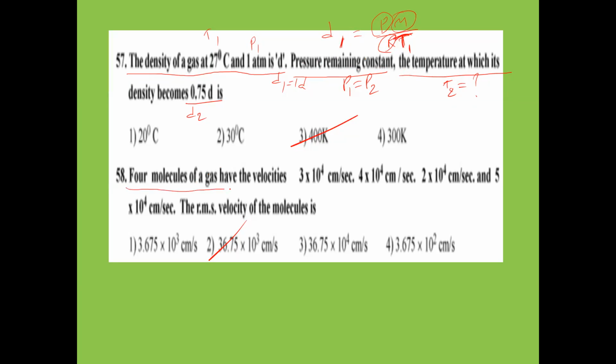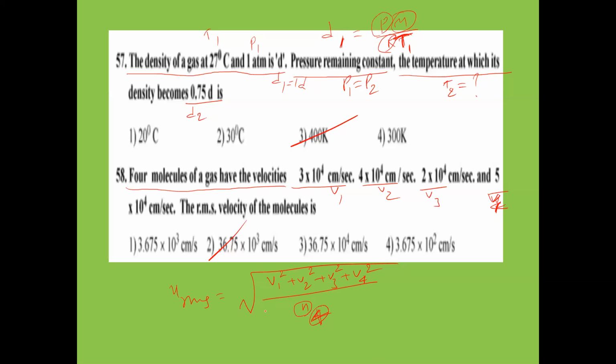Next, 4 molecules of a gas have velocities V1, V2, V3 and V4. Four velocities are given here. The RMS velocity of the molecules: how to find it from the definition? RMS velocity is the square root of V1 square plus V2 square plus V3 square plus V4 square, divided by N, the number of molecules. We have taken 4 molecules, so divided by 4.